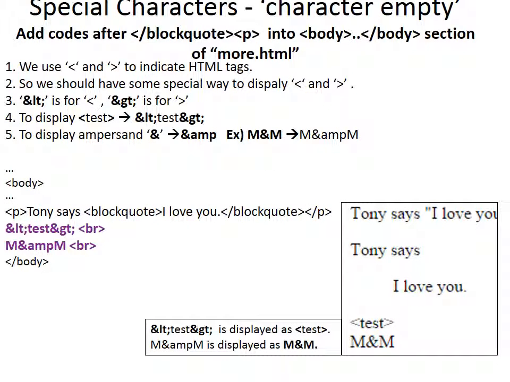There are some special characters, like the character entity for empty space. Since we use the less than sign and greater than sign to indicate tag elements, we should have some other way to display them. So ampersand LT semicolon is for the less than sign and ampersand GT semicolon is for the greater than sign. To display an ampersand, you have to type the ampersand sign and the letters AMP.